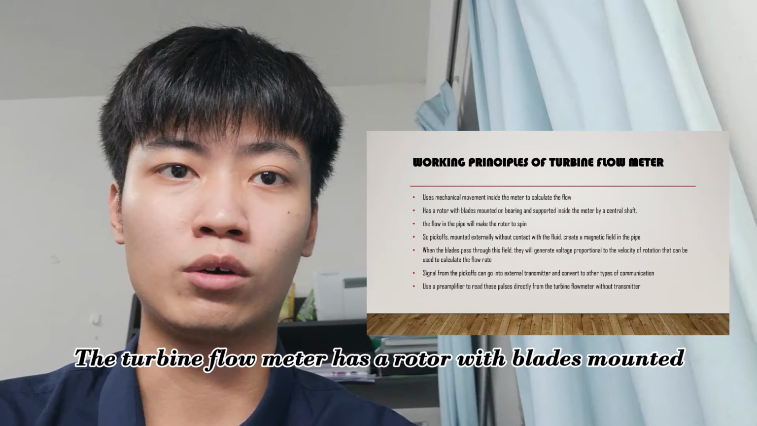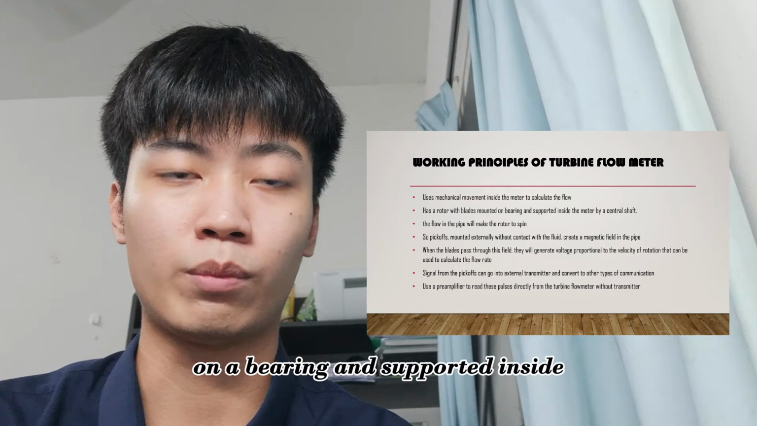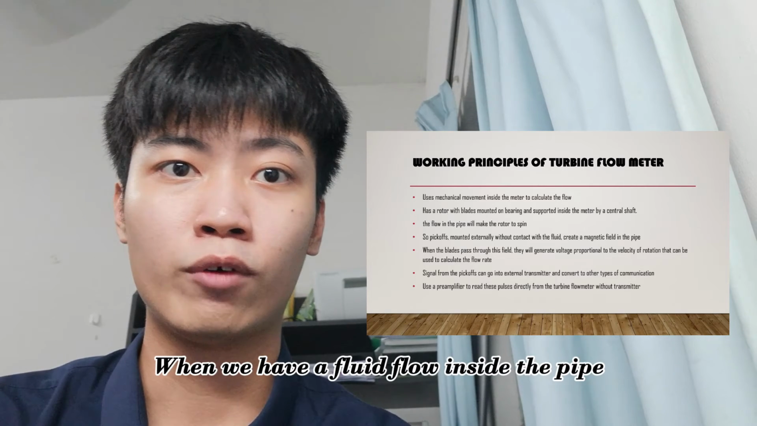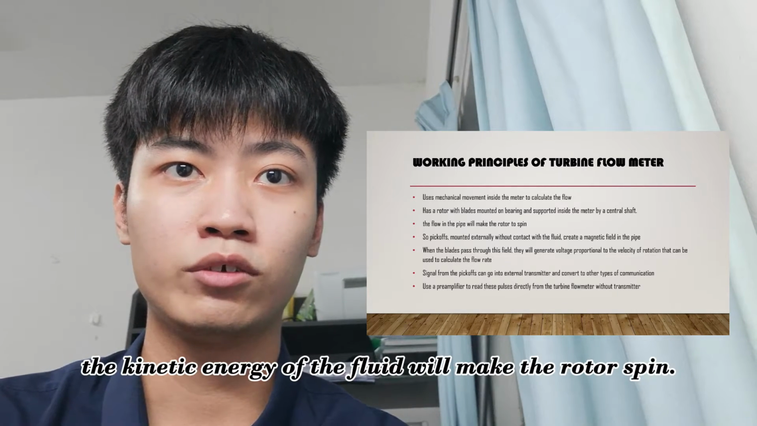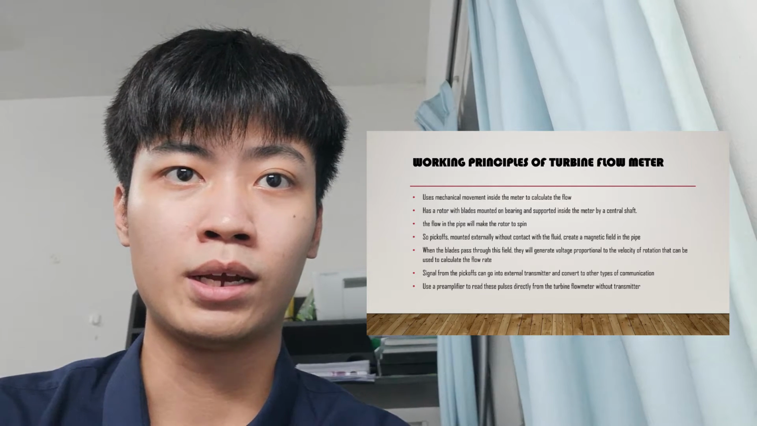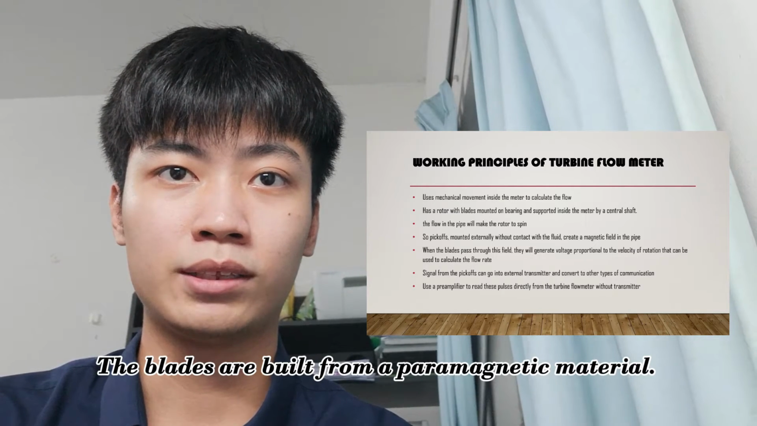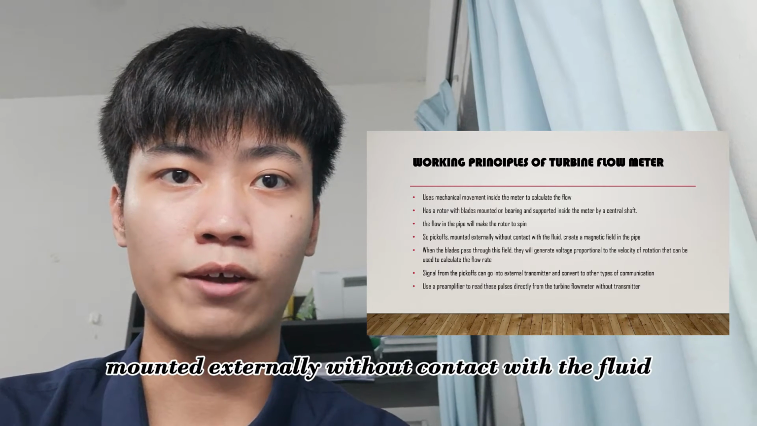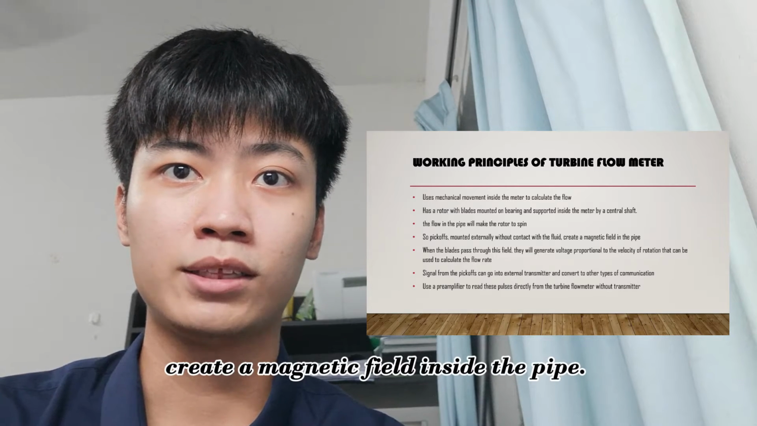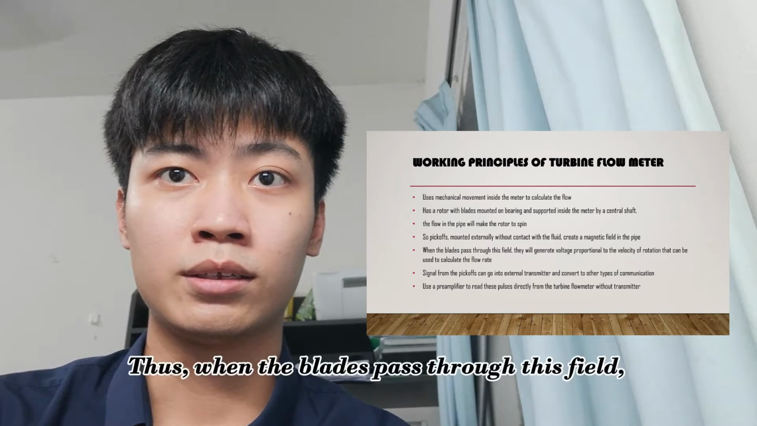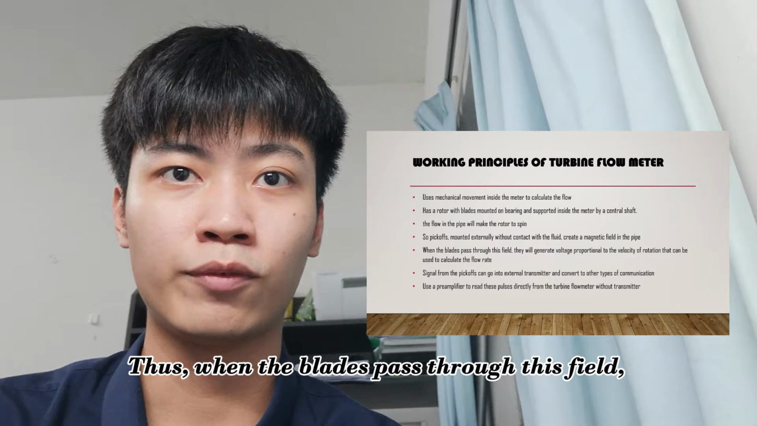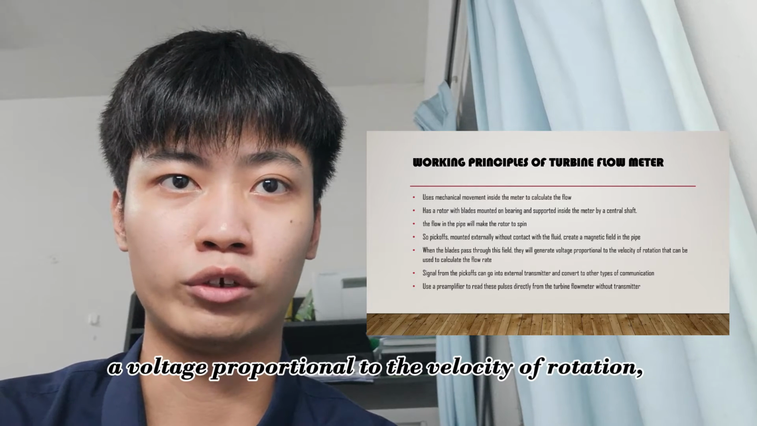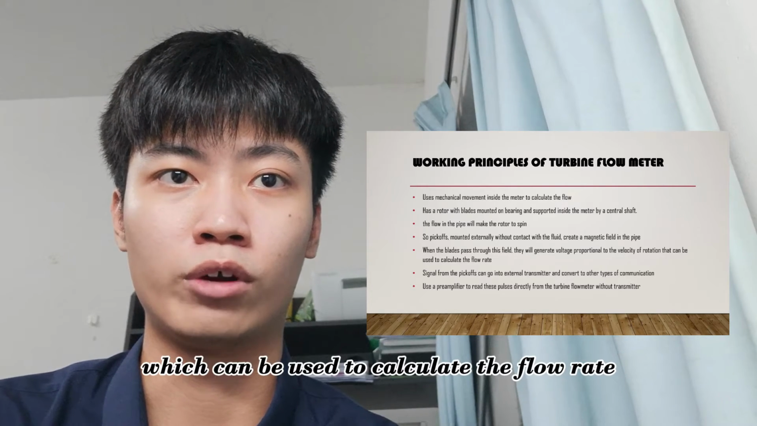The turbine flow meter has a rotor with blades mounted on a bearing and supported inside the meter by a central shaft. When fluid flows inside the pipe, the kinetic energy of the fluid makes the rotor spin. The blades are built from a paramagnetic material, so pickups mounted externally without contact with the fluid create a magnetic field inside the pipe. Thus, when the blades pass through this field, they generate a voltage proportional to the velocity of rotation, which can be used to calculate the flow rate.